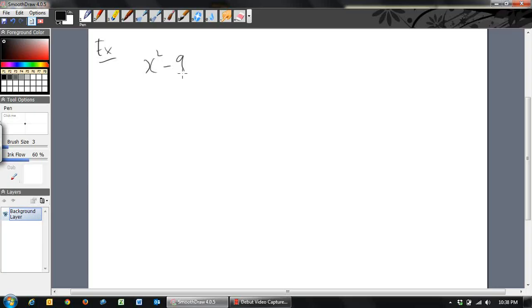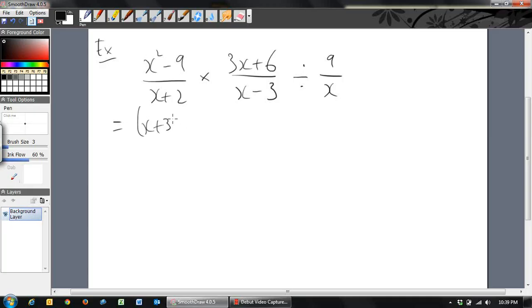So x squared minus 9 over x plus 2 times 3x plus 6 over x minus 3 divided by 9 over x. Okay, here we go. Let's fool around with this. Let's just do some factorising, and then I'll do the flip probably all in one go. Factorise x squared minus 9, you'll get x plus 3, x minus 3 over x plus 2. I'm just going to multiply it all together at the same thing.